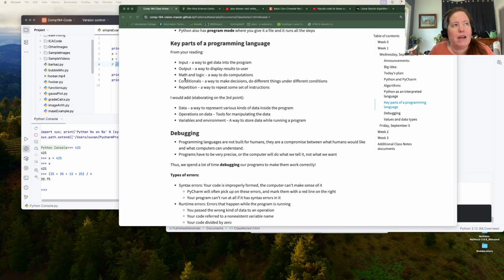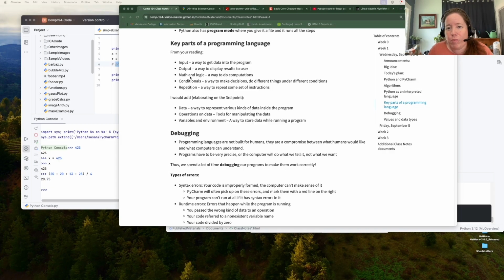The readings also talk about key parts of a programming language, and they have this list of 5. So any programming language, no matter what it is, is going to have certain things in common. It will certainly have a way to get data into the program, so that's input. It will have a way to produce results that can be seen, that's output. It will have some way to do mathematics or logic, that's the basis for the computations, the calculations that we want to do. It will have some way to make decisions, some sort of conditional, so that the program can choose a different action based on some condition.